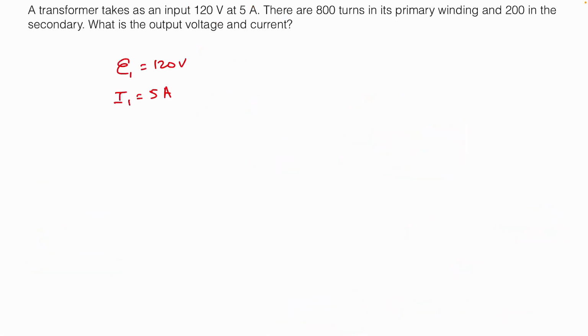All right, so what do we got here? We got 120 volts from my primary at 5 amps, right? And they tell me that the number of turns in my primary is 800, and the number of turns in my secondary is 200, okay? Output voltage and current. Step up or step down transformer? Step down. We're going from 800 turns to 200 turns. It's going to be step down, right? We reduce the number of turns.